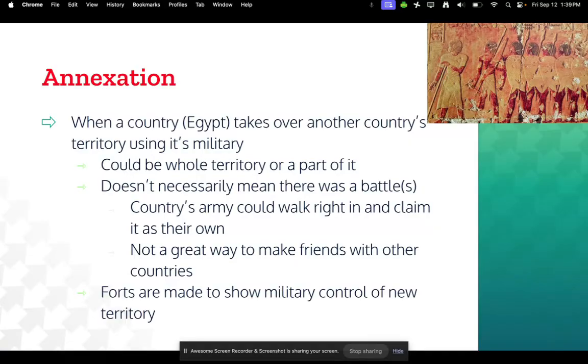That country wouldn't fight back because they knew that they could not take down the Egyptian military. And it's really not a good way to make friends with other countries because people are going to hate you if you walk in and take over their stuff. There are also forts made to show military control of these new territories as well.